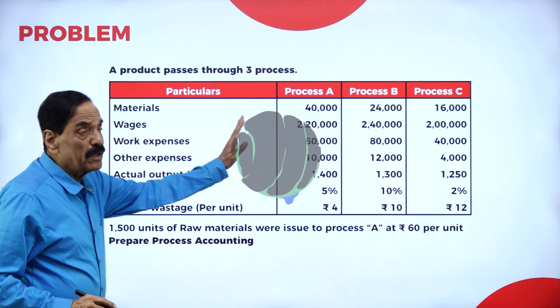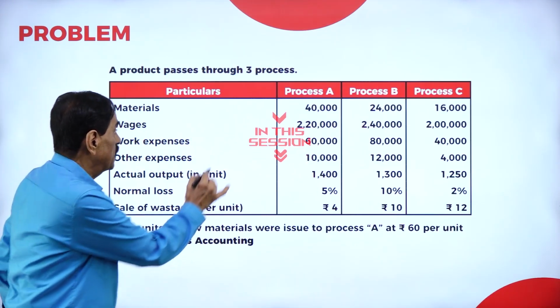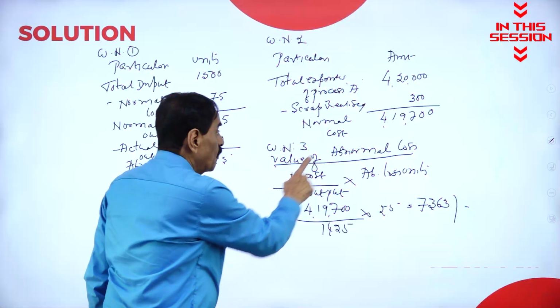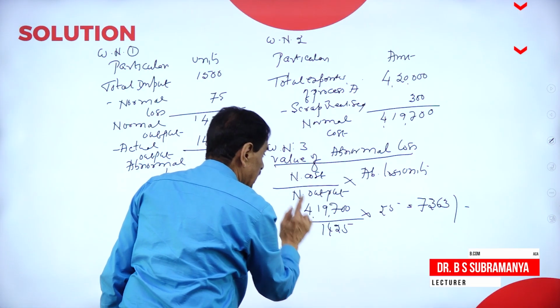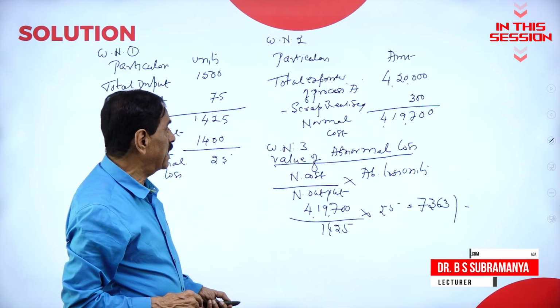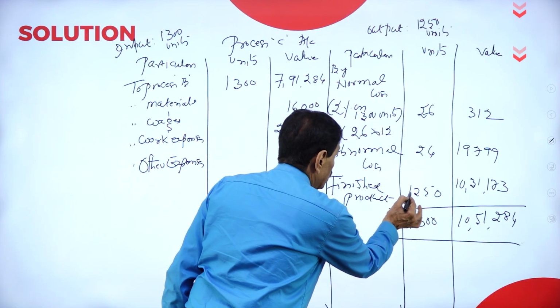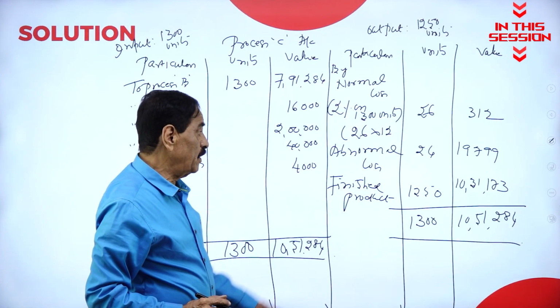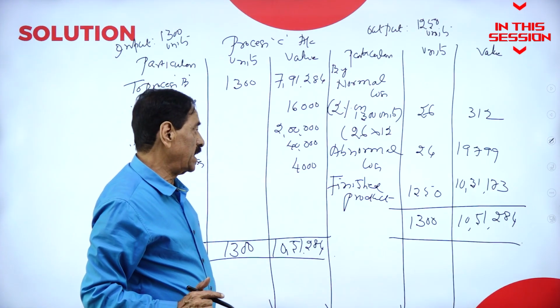A product passes through three processes: process A, process B, process C. 4,19,700 divided by 1,425 to 7,363. Then your output is 1,050. Abnormal loss of 24 as per working note. The value is 19,795.